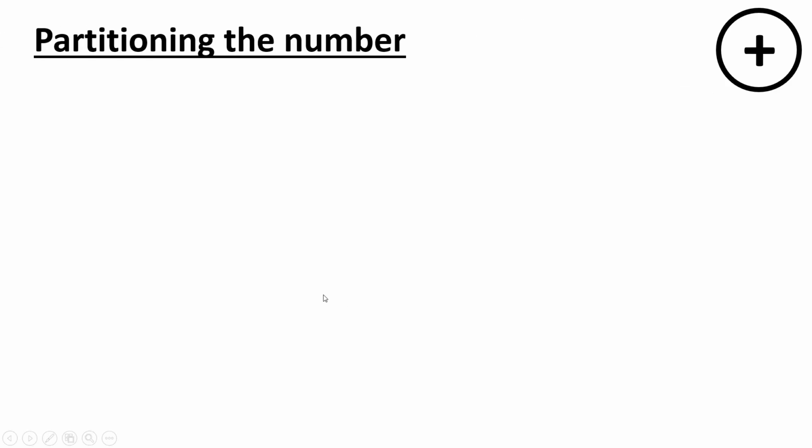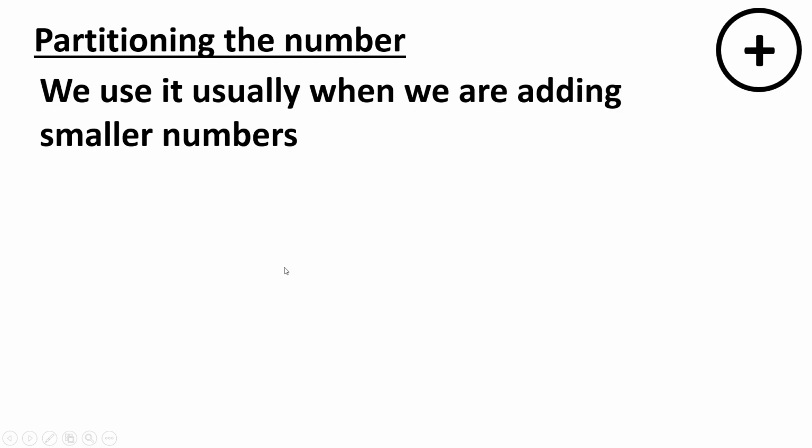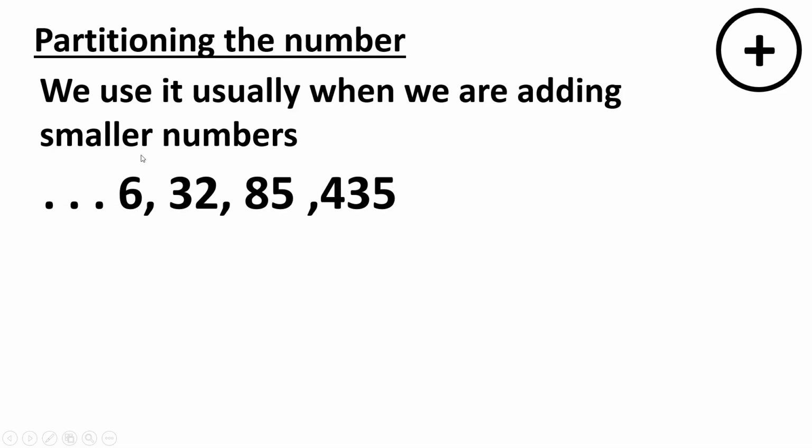So now we've looked at column addition, let's look at partitioning the number. Partitioning the number is a method that we usually use when we're adding smaller numbers. When I say smaller numbers, I usually mean from the ones to tens and maybe hundreds, but I would say that we only do hundreds if we're really confident with this method.